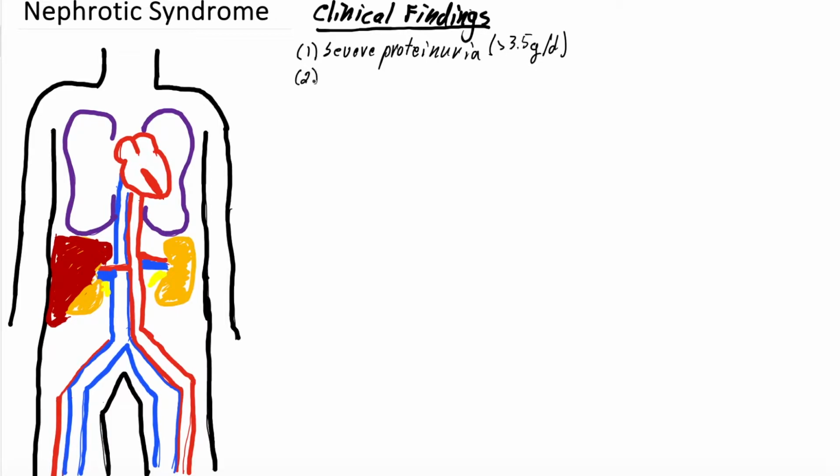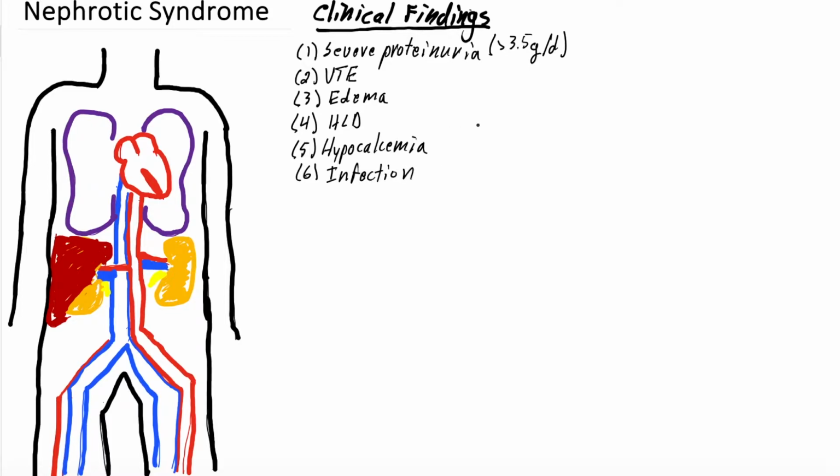Number two, we will see venous thromboembolism, or VTE, blood clots, DVTs, and PEs, and we're going to talk about why we see those things. Number three, we tend to see edema, or swelling in the soft tissues, such as the legs. Four, we tend to see hyperlipidemia, elevated fats in the blood, such as cholesterol. Five, we see hypocalcemia, which is low calcium in the blood. And six, we tend to see infection.